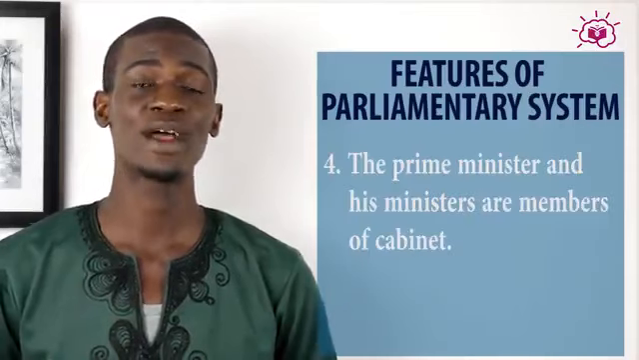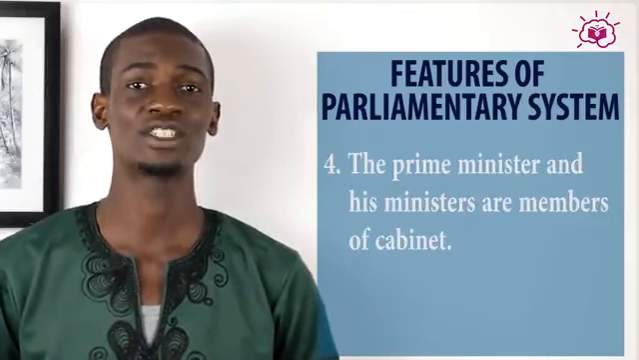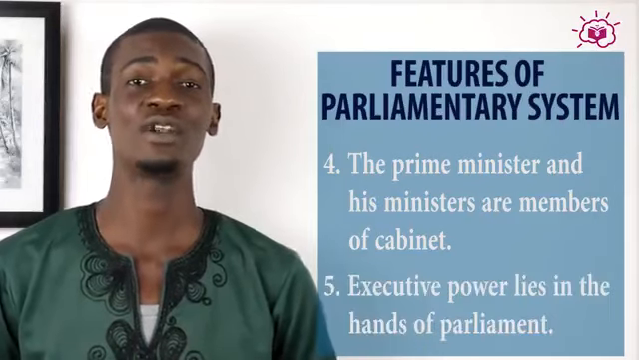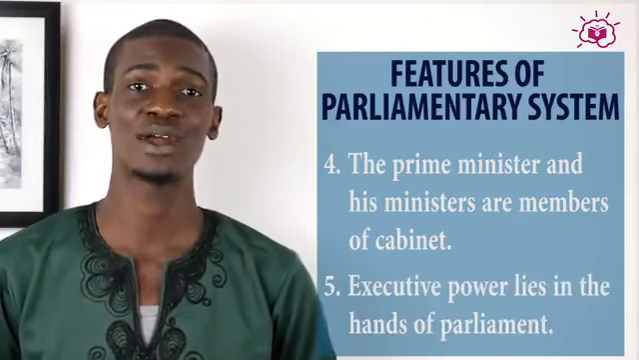Number four, the prime minister and members of his cabinet are all members of the parliament. And number five, the real executive power lies in the hands of the prime minister.